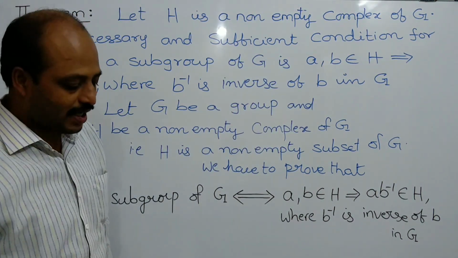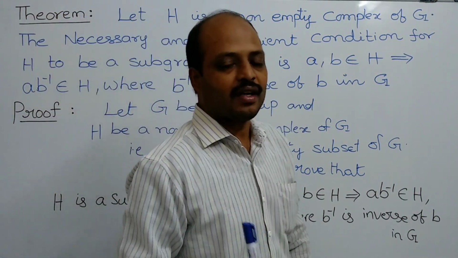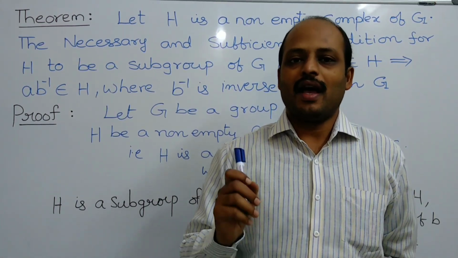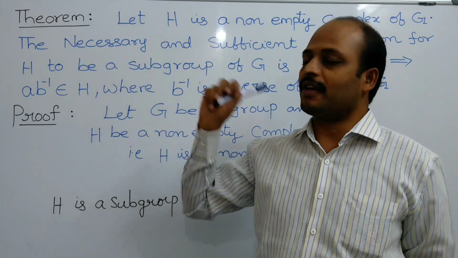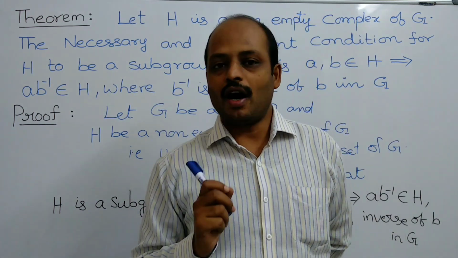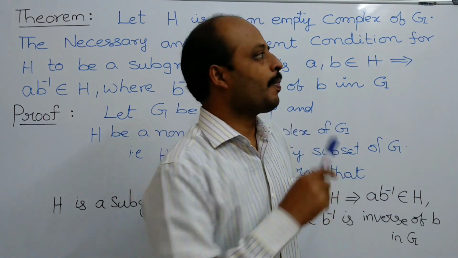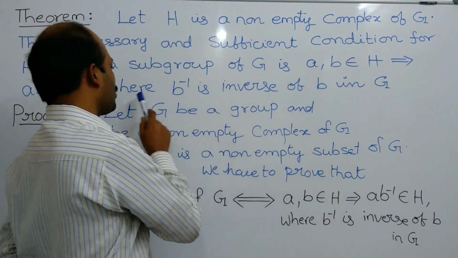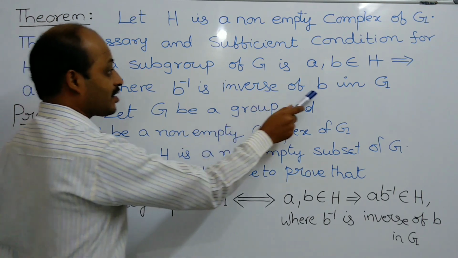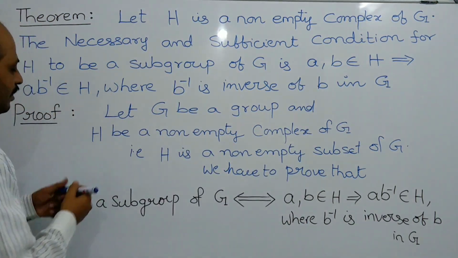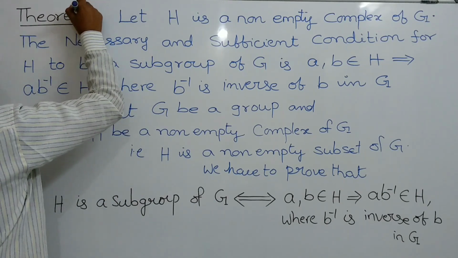I repeat the statement. H is a non-empty complex of a group G. Then the necessary and sufficient condition for H to be a subgroup of G is that ab inverse belongs to H, where b inverse is the inverse of b in G. One of the very important theorems for our examination also.